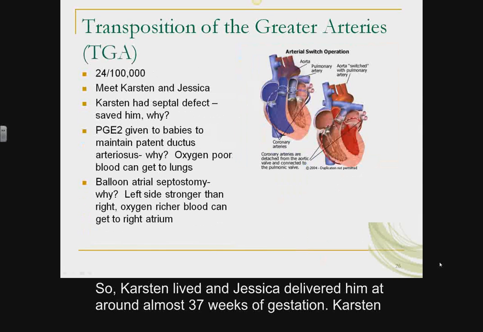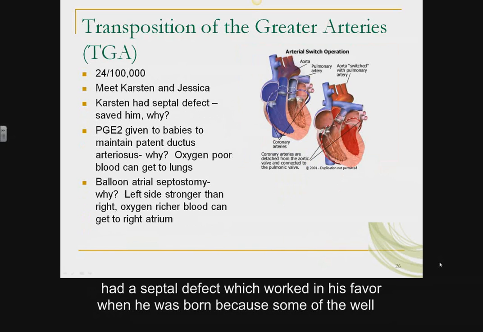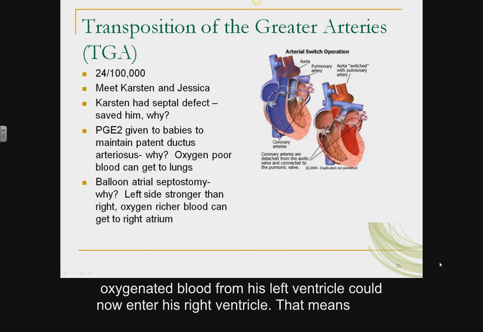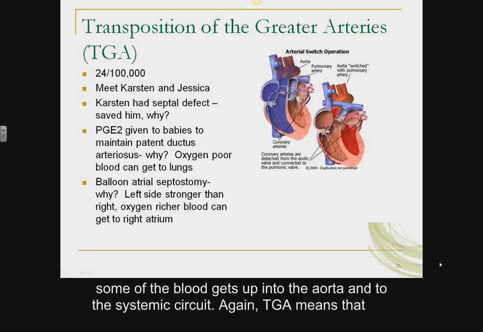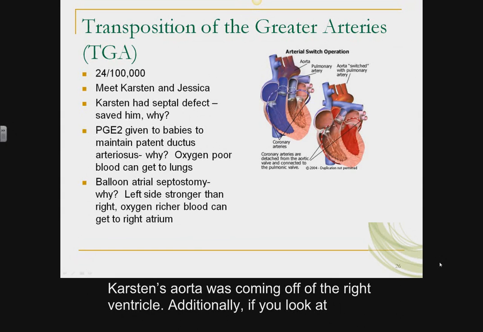So Karsten lived, and Jessica delivered him at almost 37 weeks of gestation. Karsten had a septal defect, which worked in his favor when he was born because some of the well-oxygenated blood from his left ventricle could now enter his right ventricle. That means some of the blood gets up into the aorta and to the systemic circuit. Again, TGA means that Karsten's aorta was coming off of the right ventricle.